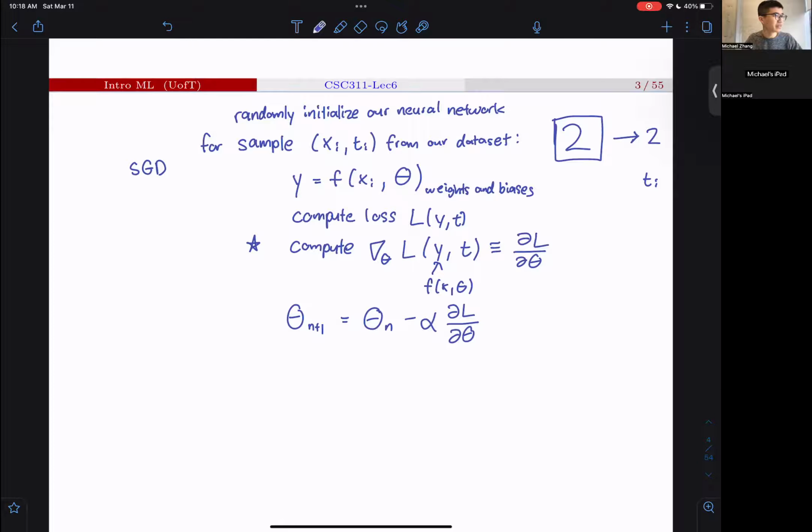Oftentimes, rather than just focusing on a single example at a time, we can consider a bunch of different examples. But conceptually, it's probably easier to just focus on one example. And when you deal with multiple examples, you're actually just averaging over the gradients of individual examples. So throughout this video, we'll just focus on a single example at a time.